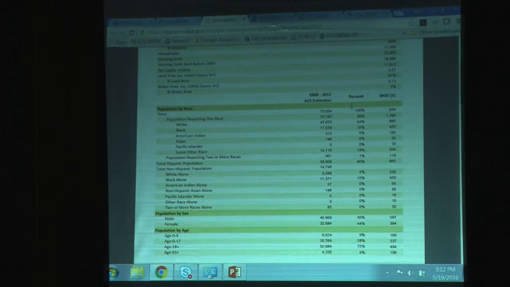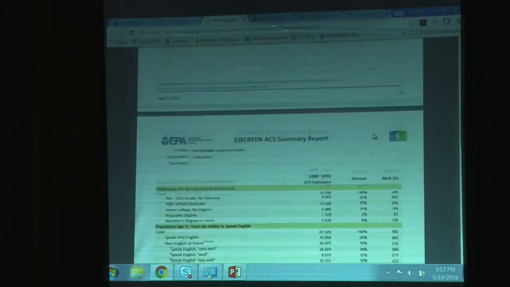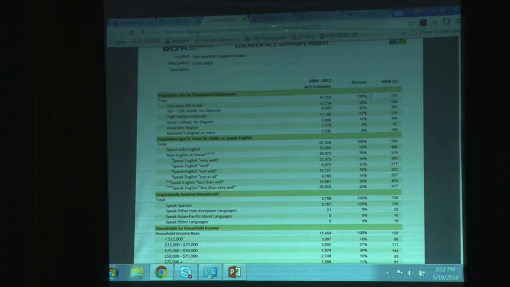We also have population broken down by race with extreme detail. We also have information on educational attainment. And so this can be really helpful because sometimes you'll see a community that has 35 or 40% with a bachelor's degree or more, but you also see 35 or 40% with less than a 9th grade education. And so understanding the variability that exists within a community, is it homogenous? Is it all the same? Or is there a lot of differences within a community? It's really important for understanding context on the ground for a lot of different reasons.